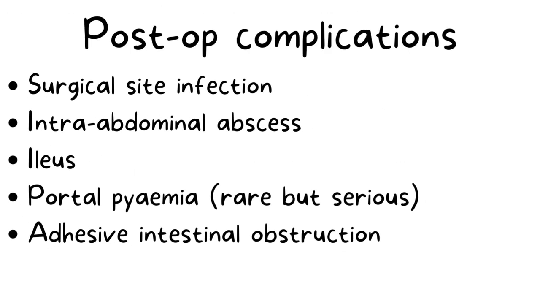The post-operative complications are surgical site infections, intra-abdominal abscess, and paralytic ileus, which can be detected by the absence of bowel movements while auscultating with stethoscope. Then portal pyemia, which is a rare but serious complication, occurs when the infection spreads from the gangrenous appendix to the liver, causing a hepatic abscess, and the spread occurs via the portal vein. Then adhesive intestinal obstruction can also occur.